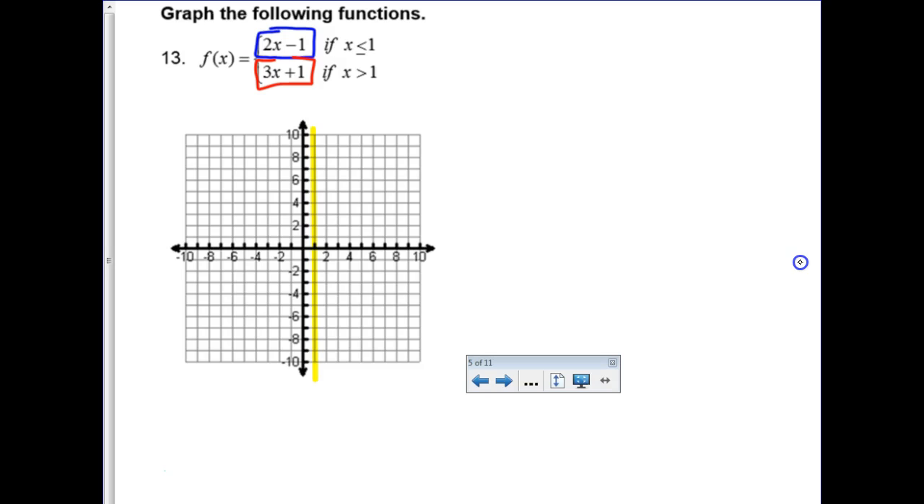So that's not part of my function, but what it is, it's taking my coordinate plane and splitting it into two what we call half planes. So that blue function is going to be on one side of the half plane and the red function is going to be on the other side of the half plane.